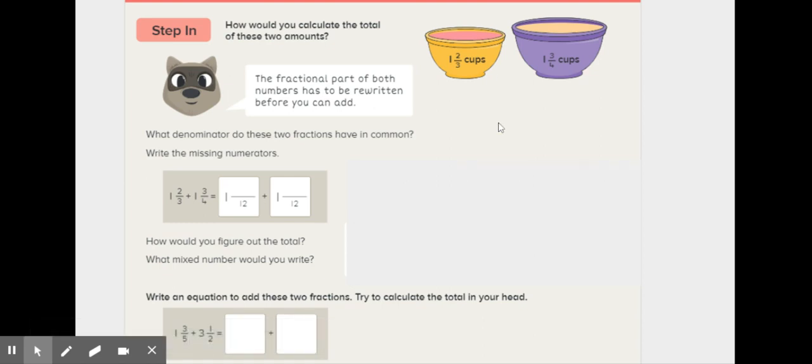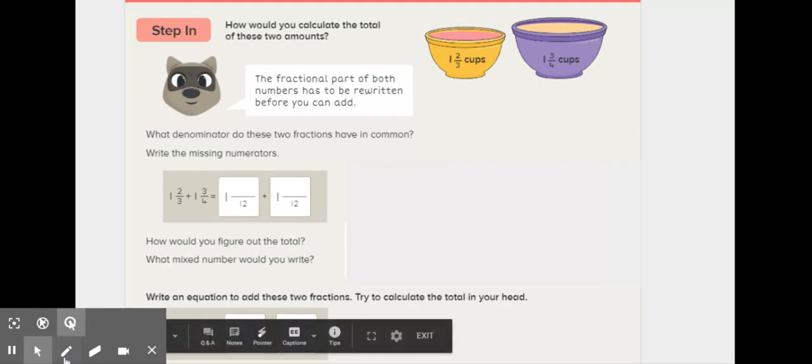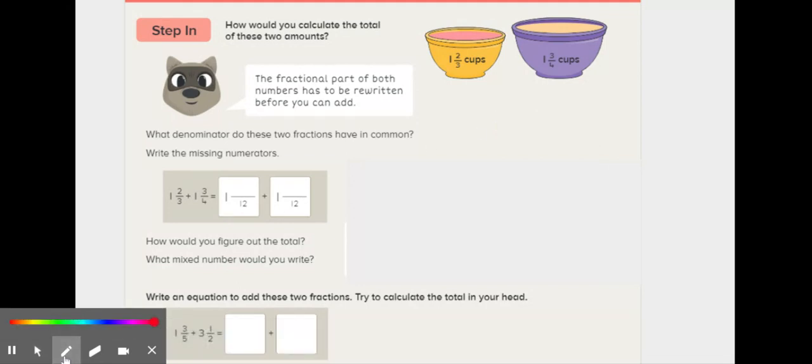Okay, so here's our second math lesson for the week. And on this lesson, we're reviewing all of the strategies that we've learned to add fractions. So we've got this example at the top of the page. We have the two bowls. How would you calculate the total of these two amounts?